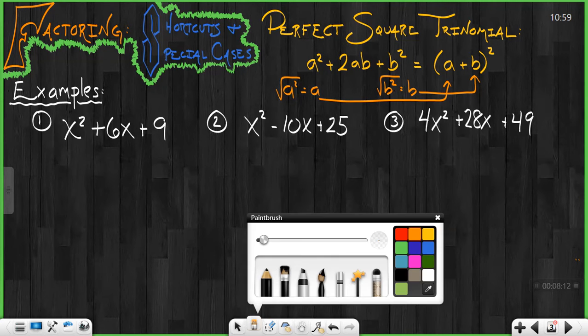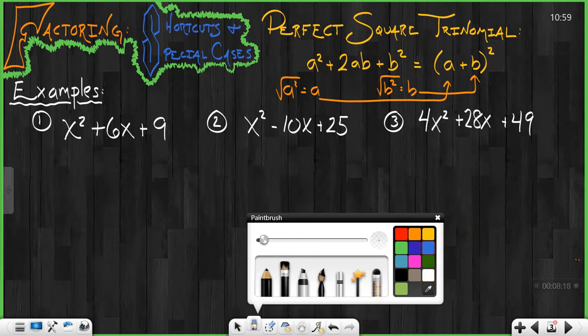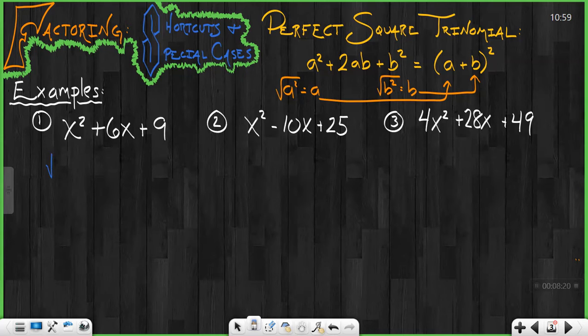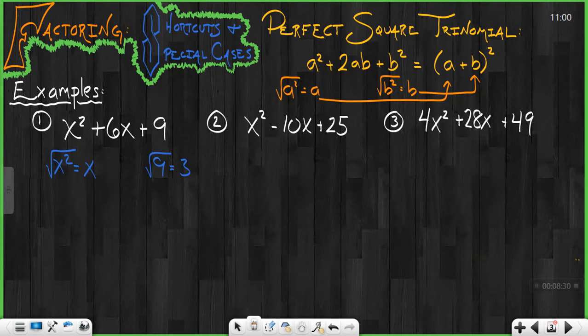Take a look at example number 1. In example number 1, I'm going to put in blue what you would put in your head. In your head, you look, can I take the square root of x squared? And you'd say, yes, I can, it's x. Can I take the square root of 9? Well, yes, I can, it's 3. And if you can take those square roots, then they make up your group. So x and 3.